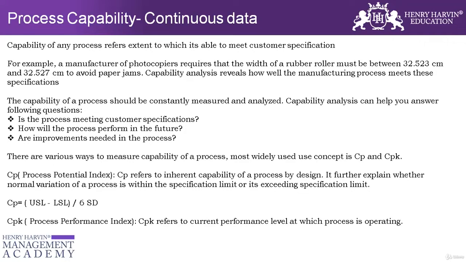So this is called Cp, which is called process potential index. It tells whether my process is capable enough to meet the customer specification which he has specified.